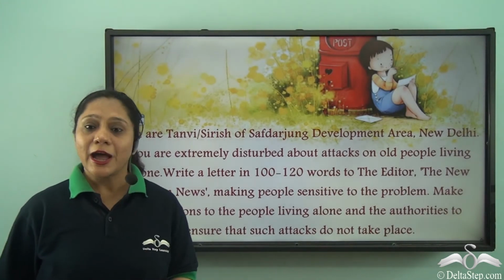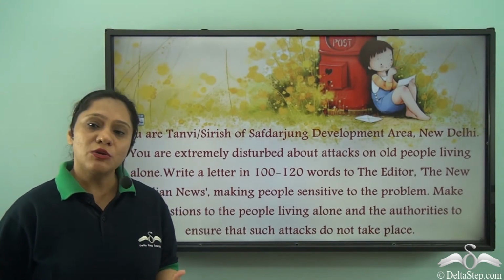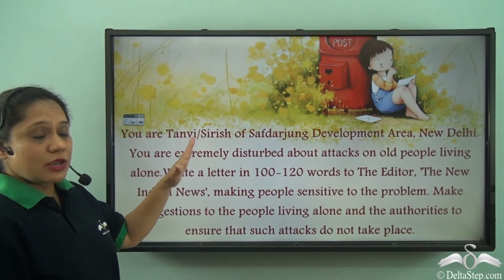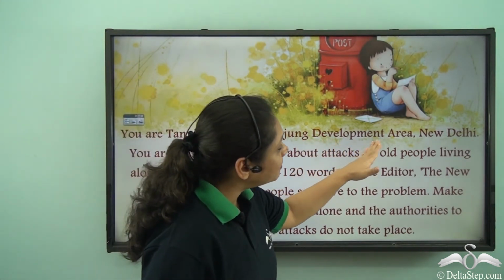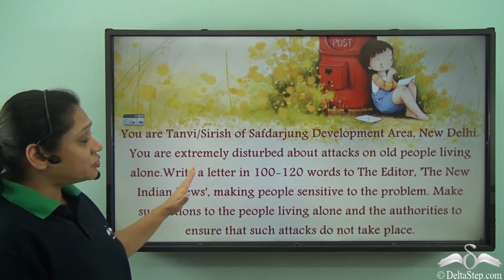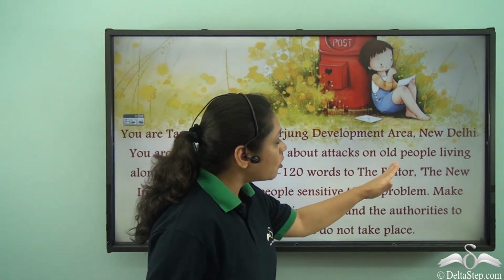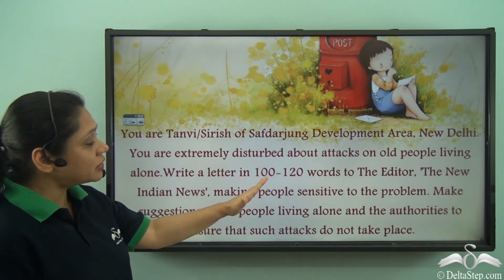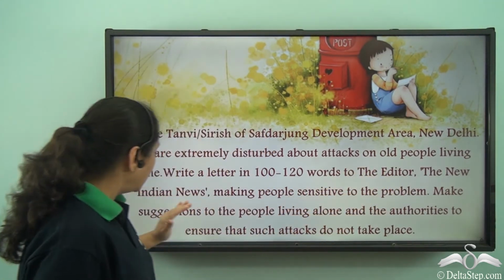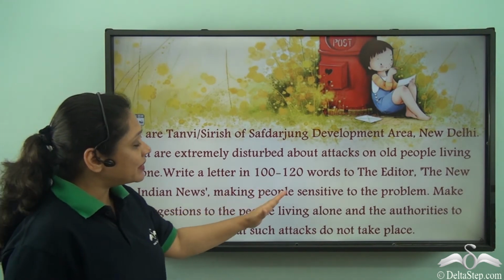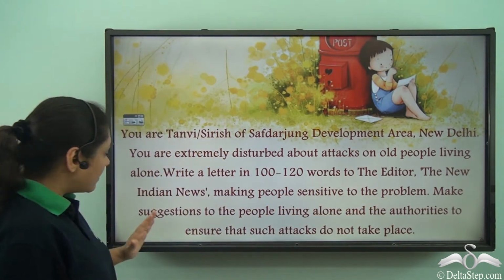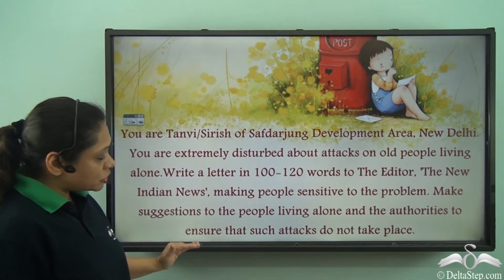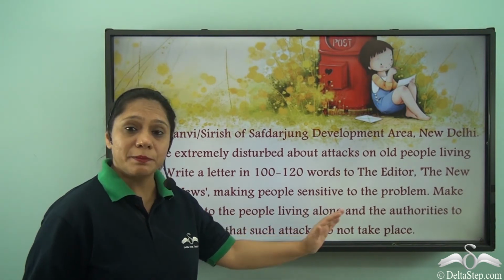Now that you have seen how to write a formal letter, let us look at a few sample questions for letter writing. You are Tanvi or Sirish of Safdarjung Development Area, New Delhi. You are extremely disturbed about attacks on old people living alone. Write a letter in 100 to 120 words to the editor, the New Indian News, making people sensitive to the problem. Make suggestions to the people living alone and the authorities to ensure that such attacks do not take place.